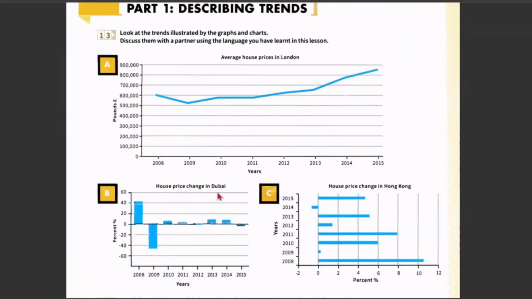Okay. So from the line graph, we can see that from 2008 to 2009, there has been a slight decrease in price.